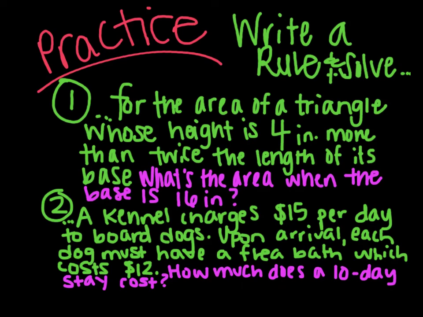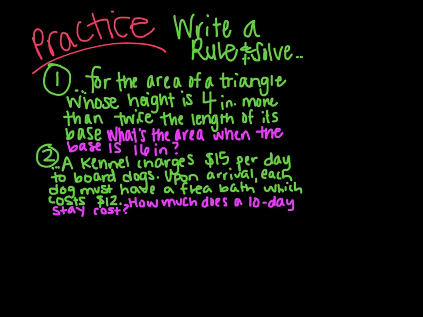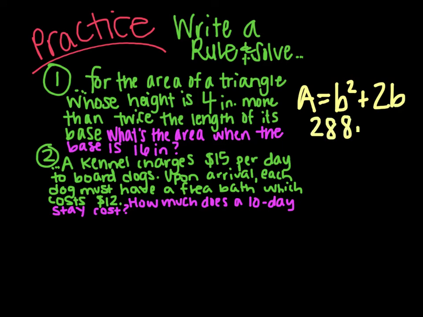Okay, question number 1. I don't have too much space, but here we go. Question number 1, your formula is A equals B squared plus 2B. And then your answer would be 288 inches squared. Now, I'm not going to accept just an answer, so make sure you have all of your work to prove that you know what you are doing.